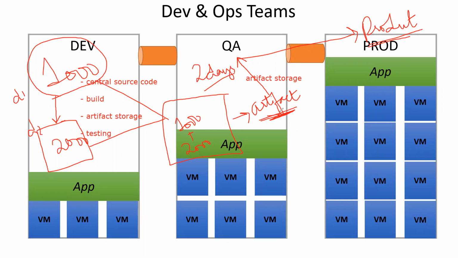And we need to store those artifacts at a place. That's what we call artifact storage. We are storing them at a place, artifact storage. Clear?